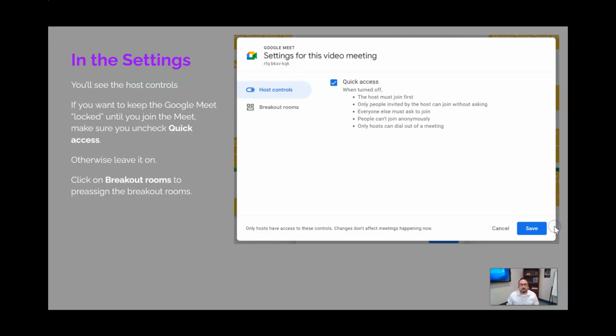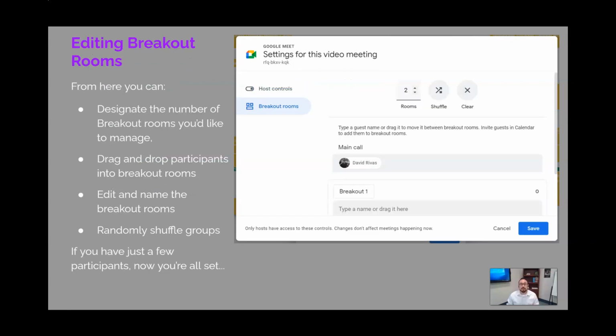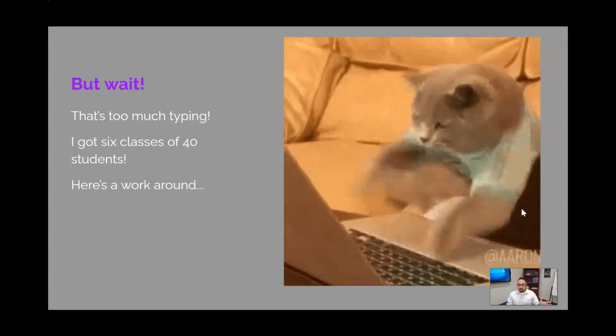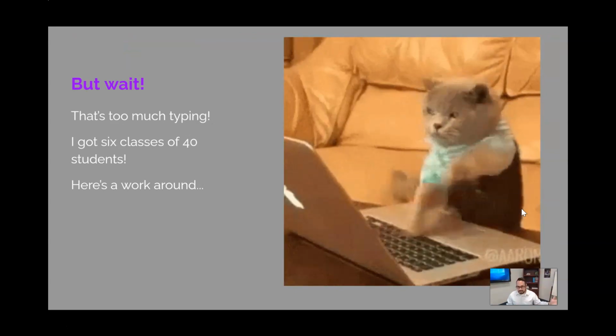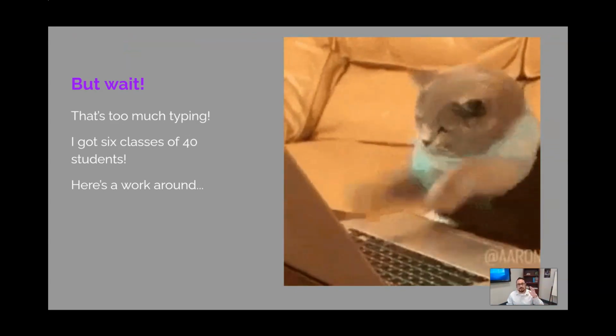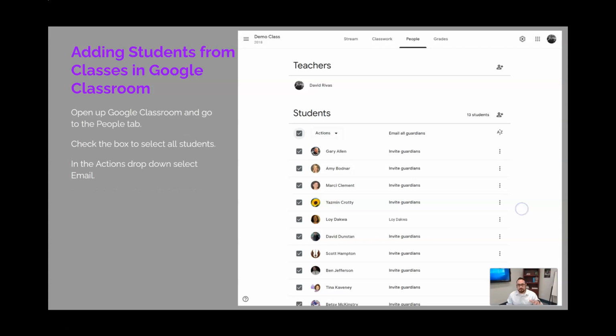All right. Click the Breakout Rooms button to then start pre-assigning the breakout rooms. From here, you can designate the number of breakout rooms you'd like to manage, drag and drop the participants, edit the name of the breakout room, randomly shuffle groups, etc. If you have a few participants and you've already entered them, you're all set. But if you've got a ton of students and lots of classes, that's a lot of typing. So here's a quick workaround for that.